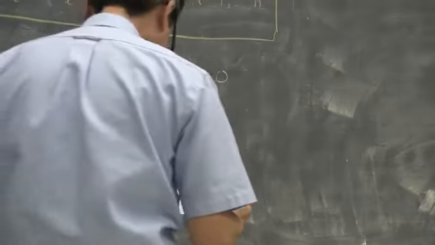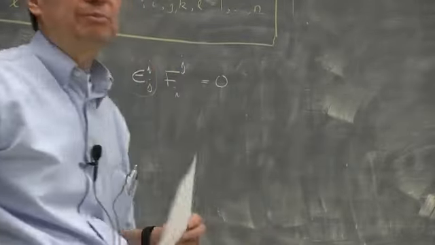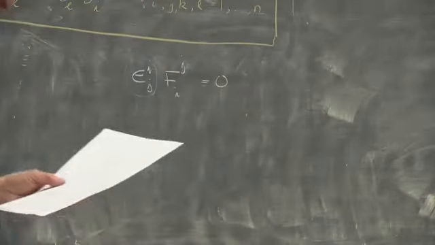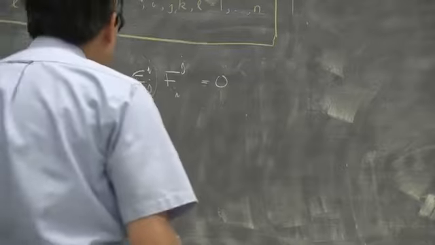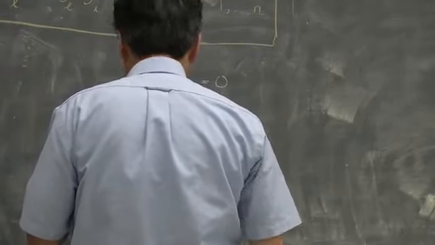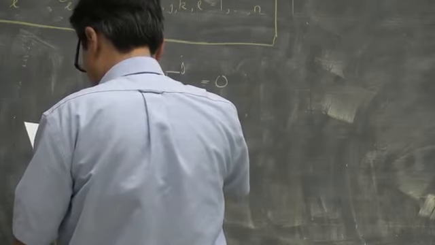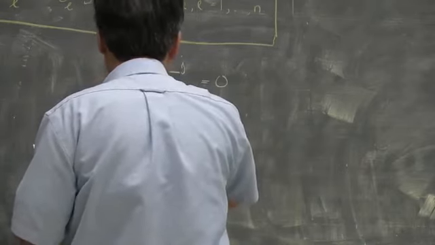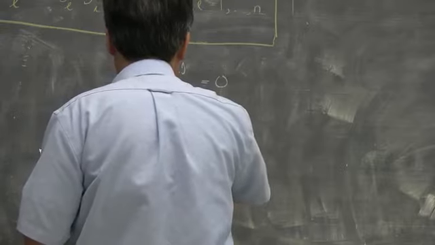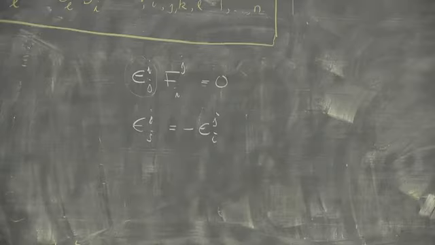Now, but we know that this is an antisymmetric matrix, right? The epsilon is an antisymmetric matrix, so that epsilon ij is equal to minus epsilon ji. This is an antisymmetric matrix, okay?